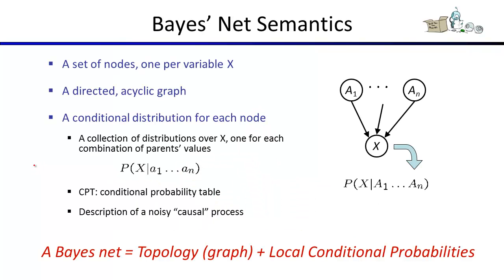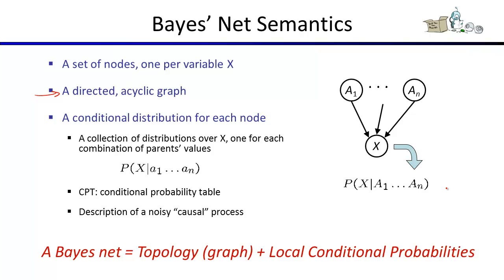What are the formal semantics of a Bayes net? We've seen the graphs. We've had some intuition about variables influencing each other. We want local interactions. Formally, a Bayes net consists of a directed acyclic graph. What does that mean, directed acyclic graph? It means that if you follow the direction of the arrows on the edges, you can never travel in a cycle.